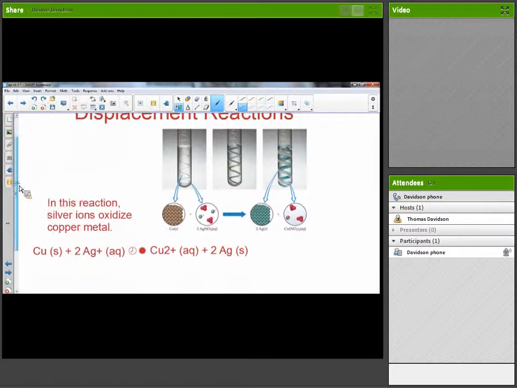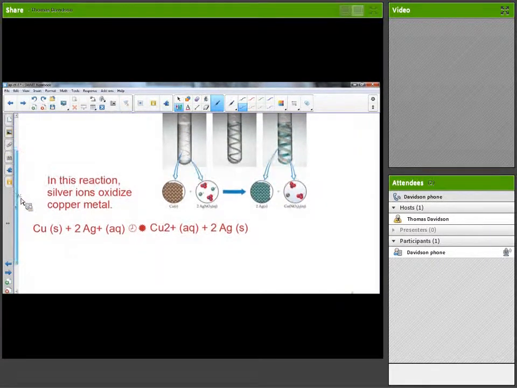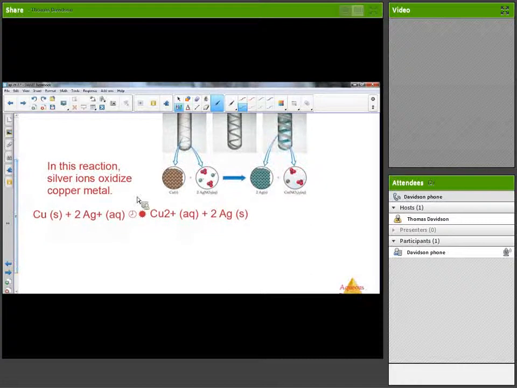So here's our example. We have copper plus silver. Now, notice this is Ag+. The Ag+ came from AgNO3. How come they didn't bother to write the NO3 on either side? Because it's the same. So it's a spectator ion.